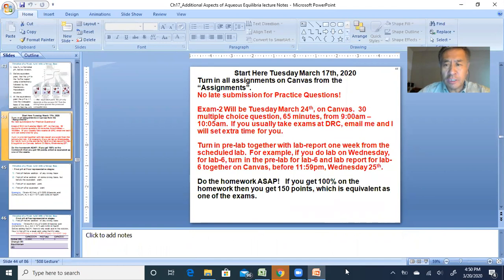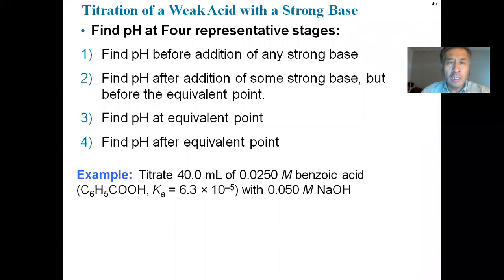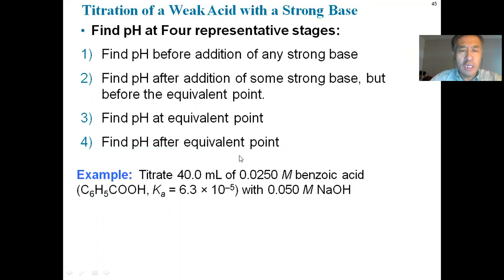Okay, so we'll start here. The first stage is finding pH before adding any strong base. The second stage is finding pH after addition of some strong base, but before the equivalence point. The third stage is finding pH at the equivalence point. The fourth stage is finding pH after the equivalence point.